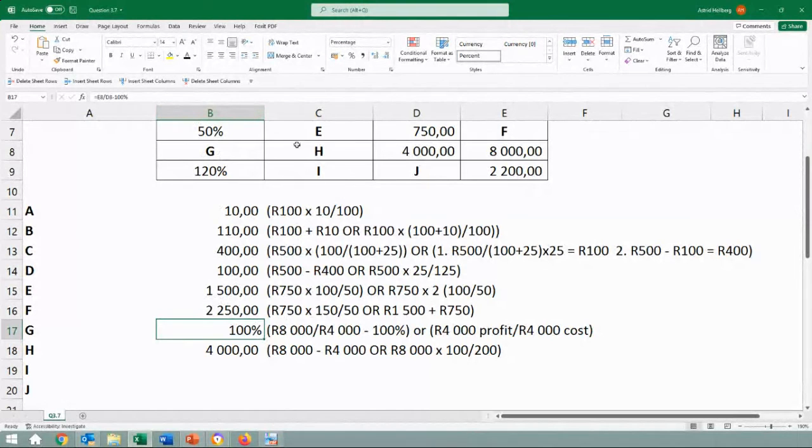I found students do this one better if they work out the cost first and then only do the percentage, because it helps them see the percentage better. Okay, but there are different ways of getting to the answer, so that's why I've included both options. When you guys go through it, you can decide which one you prefer.